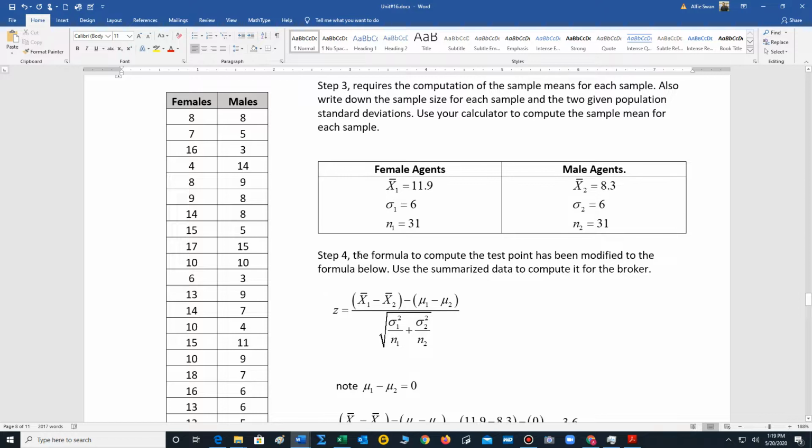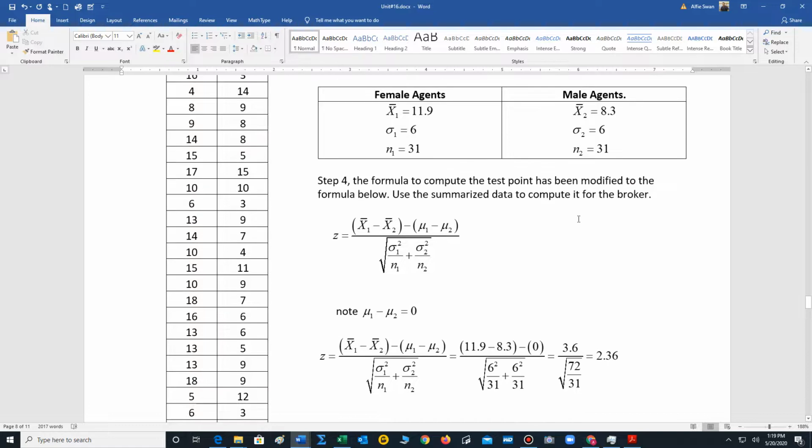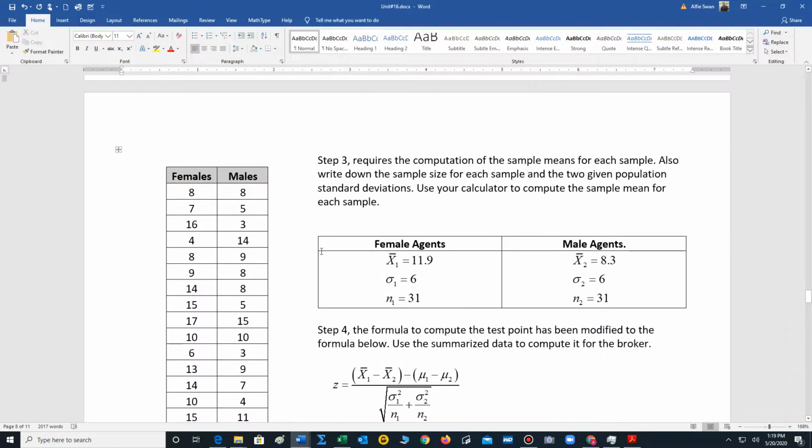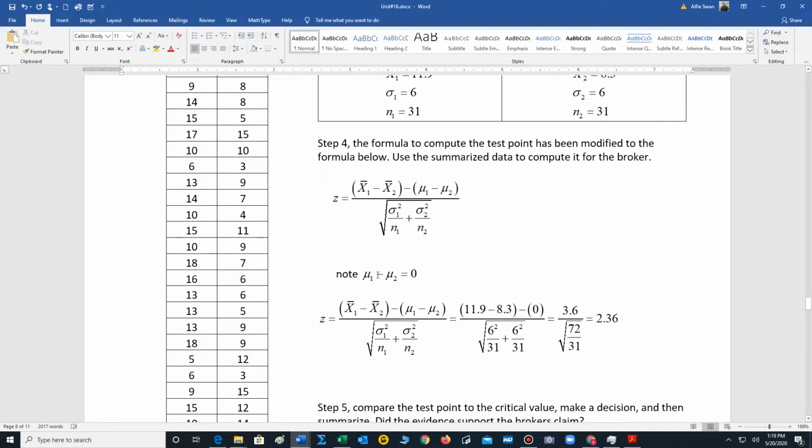And now our next step will be to compute the test point. So this is our test point formula that we will be using for section 9.1. It's the difference in the two sample means minus the difference in the two population means divided by the square root of sigma 1 squared over n1 plus sigma 2 squared over n2. And then something to take note of is the difference in the population means is 0, right? Because for H0 we assume that they're equal, so this value becomes 0, and that will be true each time you compute the test point.